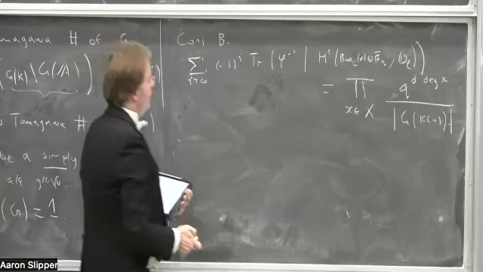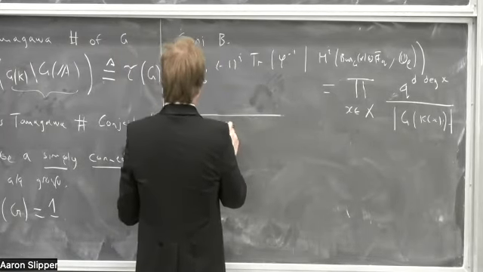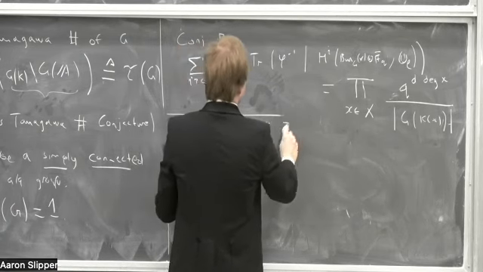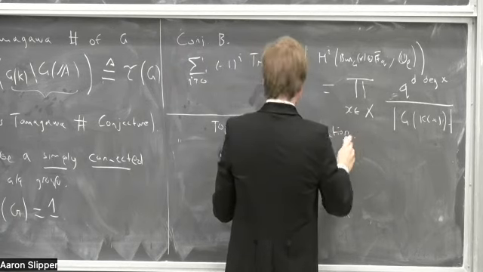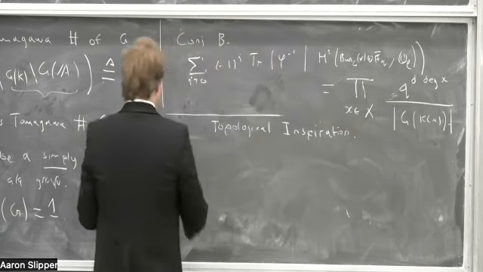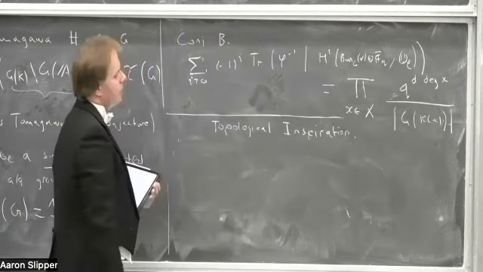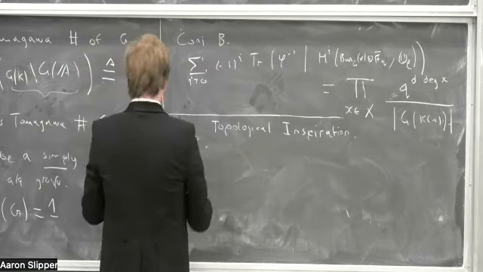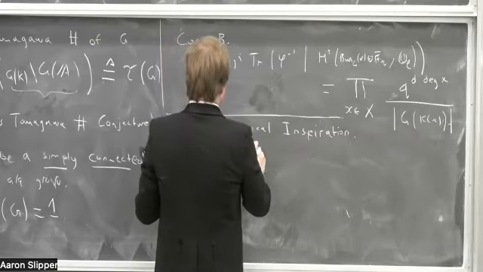So let's now, in the remaining 15 minutes, just do some pure topology, so topological inspiration. Whenever you want to do topology, I think you should probably let yourself be over something like R or C. In this case, we're going to work over C. And so X is a compact Riemann surface.